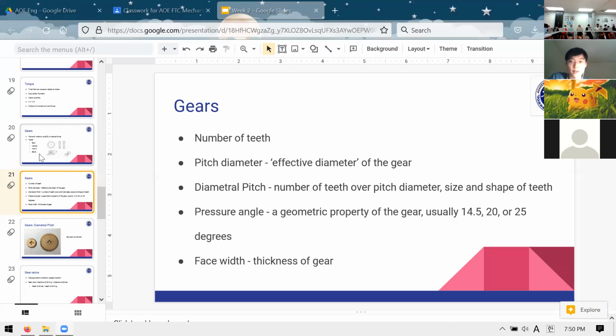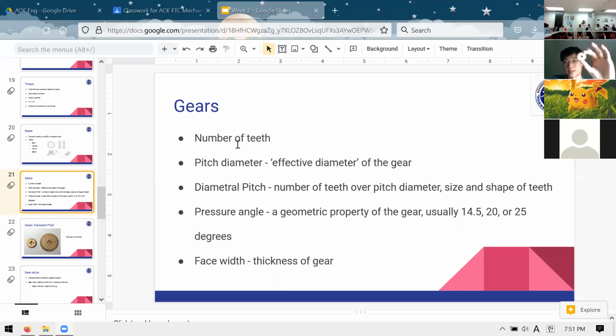The point is that there is going to be a lot of numbers associated with gears that don't matter too much, but there are a few numbers that are very important. And these numbers here are some that you'll probably need to think about when you're picking a gear for whatever thing you're designing. The first one, perhaps the most obvious one, is how many teeth the gear has.